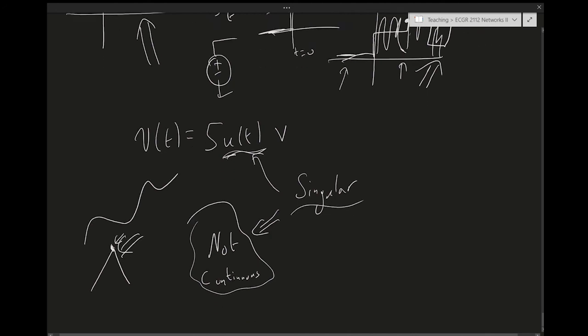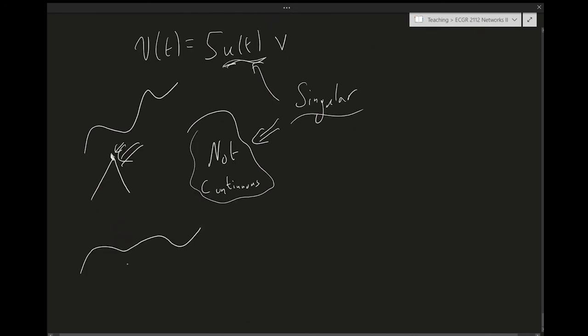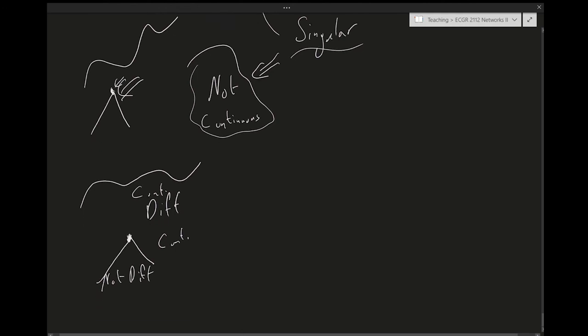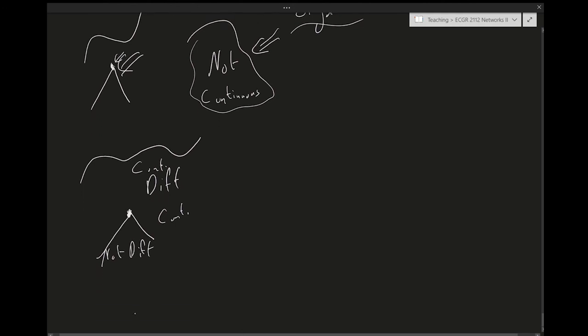This function is smooth. It's continuous and differentiable. This function is still continuous, but it's not differentiable, because there are no jumps in it. Non-continuous functions are functions that have jumps in them. So if you have a function that has a jump in it like that, that's a non-continuous function.